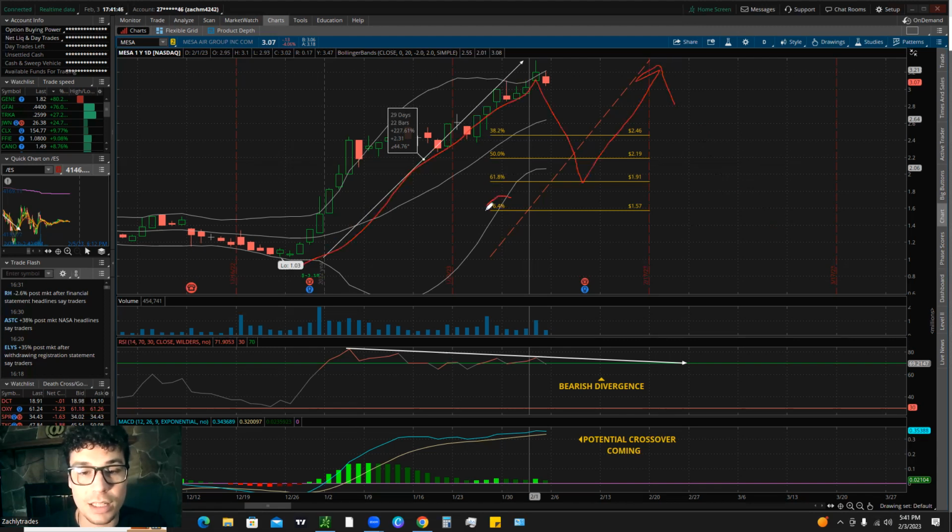And then the 76.4% retracement level is what I like to call the fake out level. A lot of times things can come up, retrace all the way to the 76.4, and people think that this thing is about to reverse, and then ultimately it continues. So, these are really the big major levels you want to pay attention to.